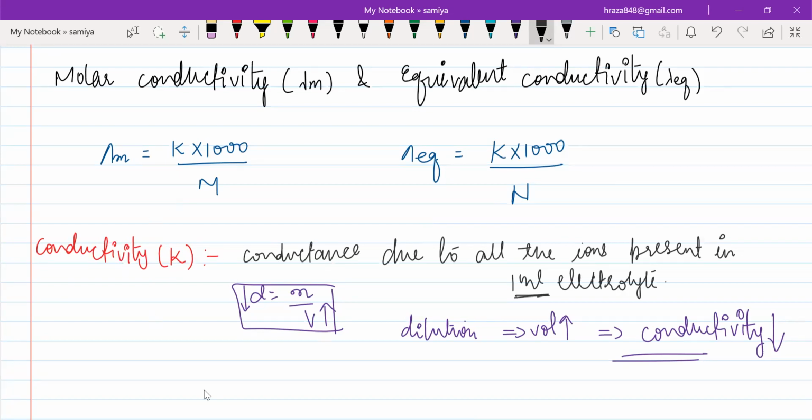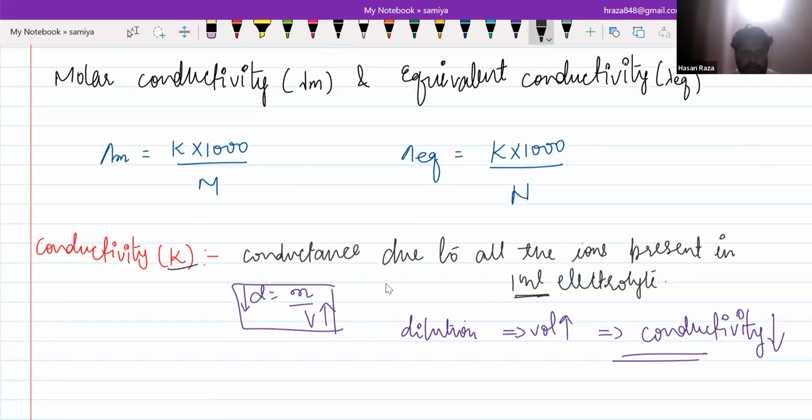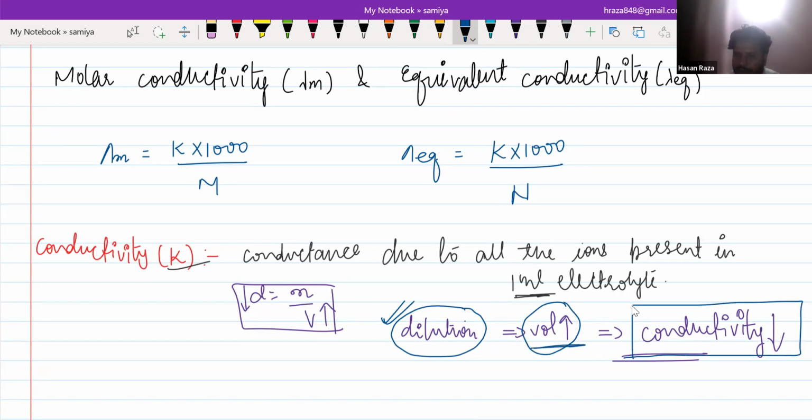Sir, can you explain it once again? What I want to say is that conductivity is the conductance due to all the ions present in 1 ml of electrolyte. But now here we are doing dilution, that means adding solvent, so volume increases, and if volume increases, conductivity decreases. Because density decreases, that's why conductivity is also decreasing. Okay, Madiha and Samia?